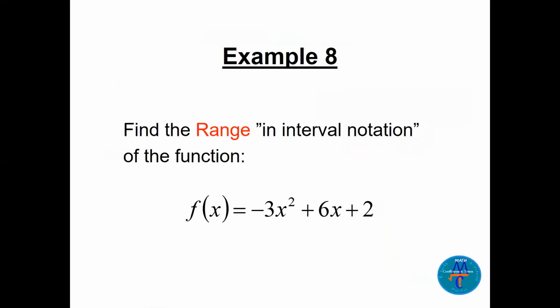Now, question number 8, find the range in interval notation of this function: minus 3x squared plus 6x plus 2. We need the range. Now we know this is a quadratic function, which is a parabola, so we have to find the vertex.